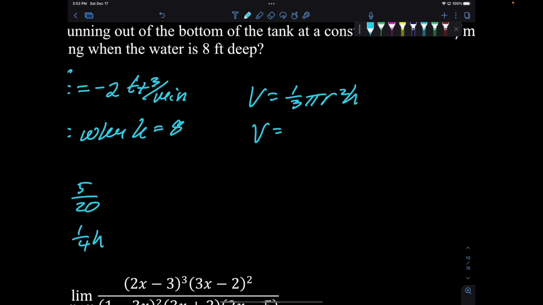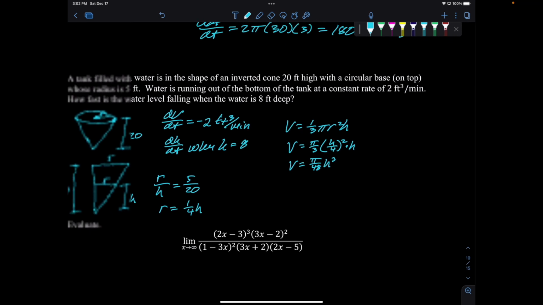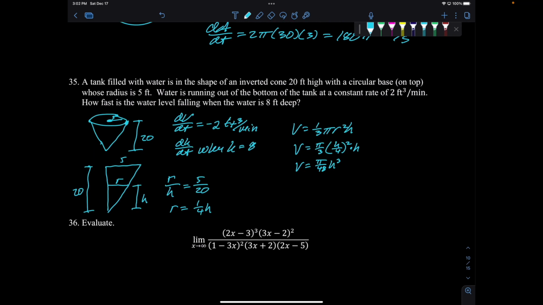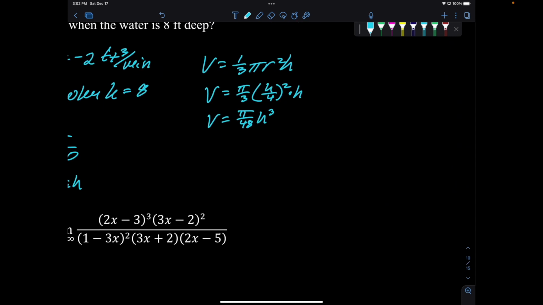So I'm going to sub that in. So V is, let's say, π over 3. We got H over 4 squared times H. So our volume is π over 3 and then H squared over 16. So I'm going to write π over 48. And then H squared times H is H cubed. All right, so now we have this, and we're just going to find the derivative of this with respect to time, right? Because we know dV/dt, we want dH/dt, and we know h is equal to 8. So this is going to be the derivative with respect to t.